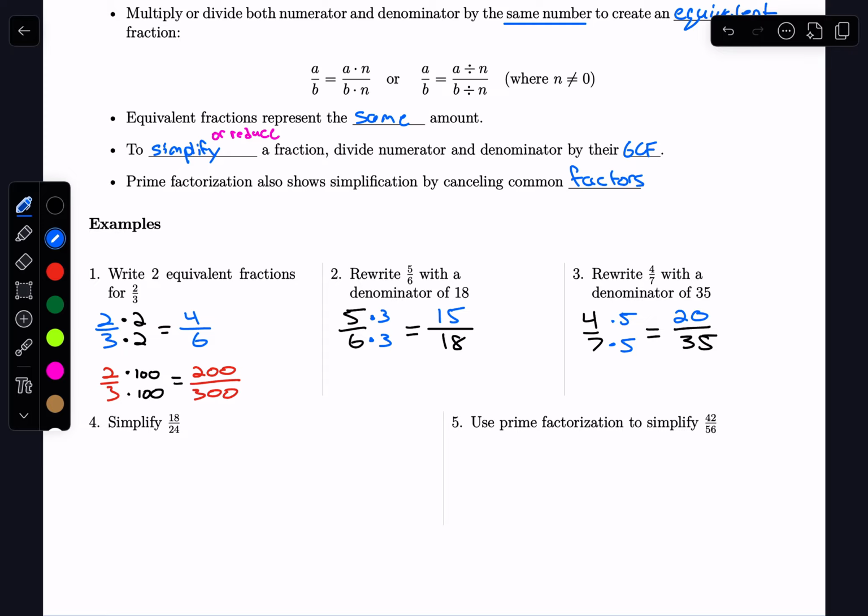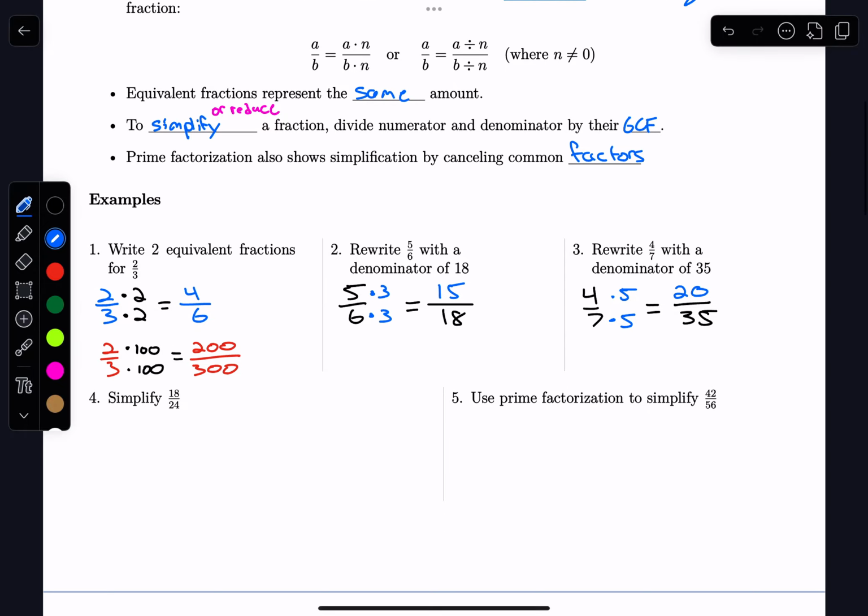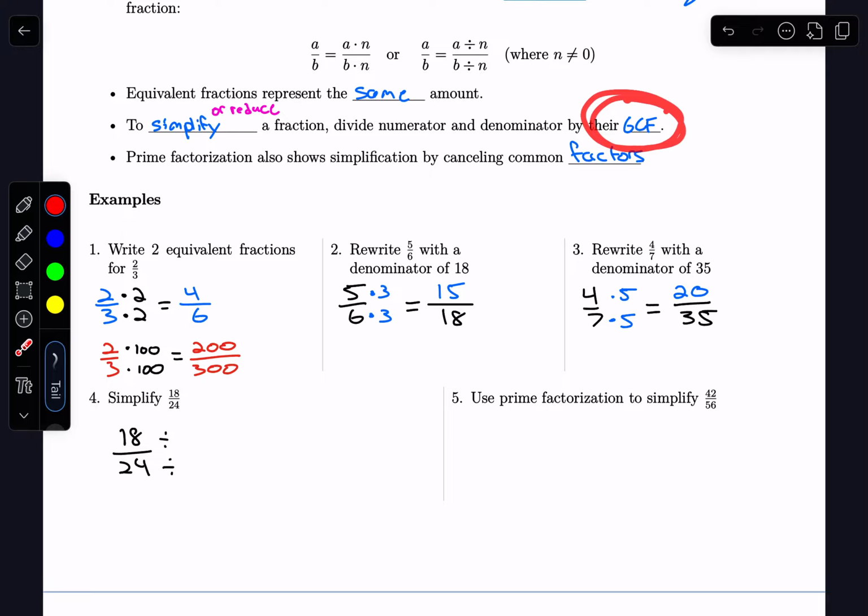All right, now we're going to go the opposite direction. Number 4 says to simplify 18 over 24. So when we simplify a fraction, what we're going to do is divide top and bottom by some number. That number, though, if we want to get it fully simplified, needs to be the greatest common factor of the numerator and denominator. So when I look at number 4, I need to find out what is the GCF of 18 and 24. Remember that we can do this using prime factorization if we want.